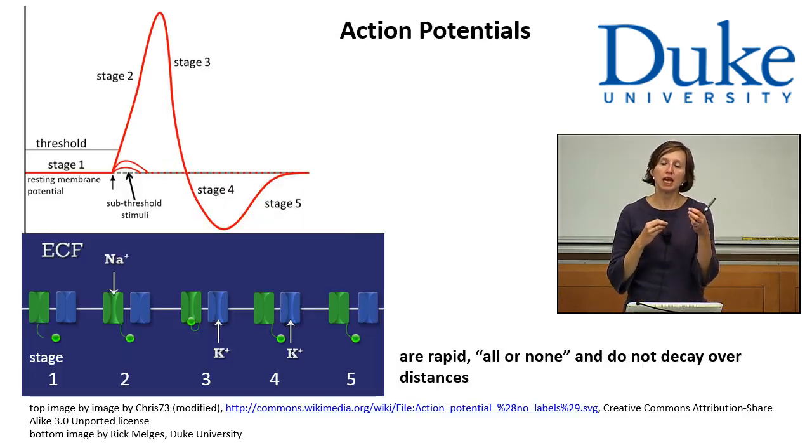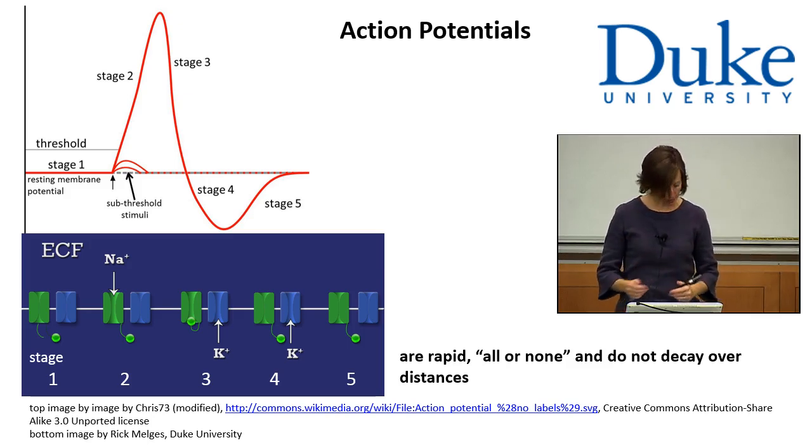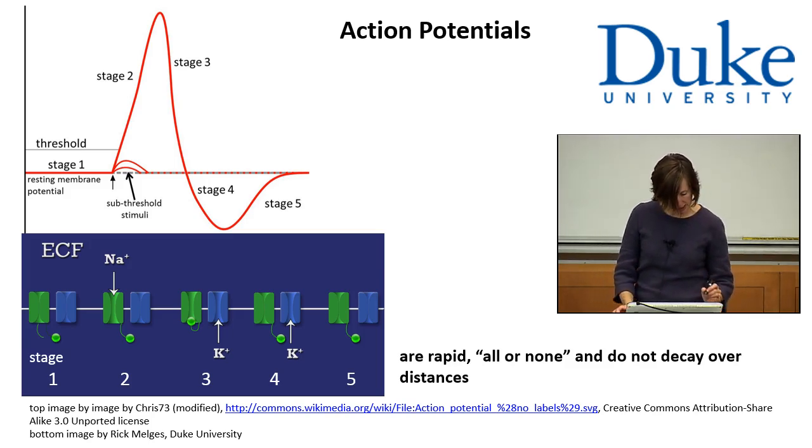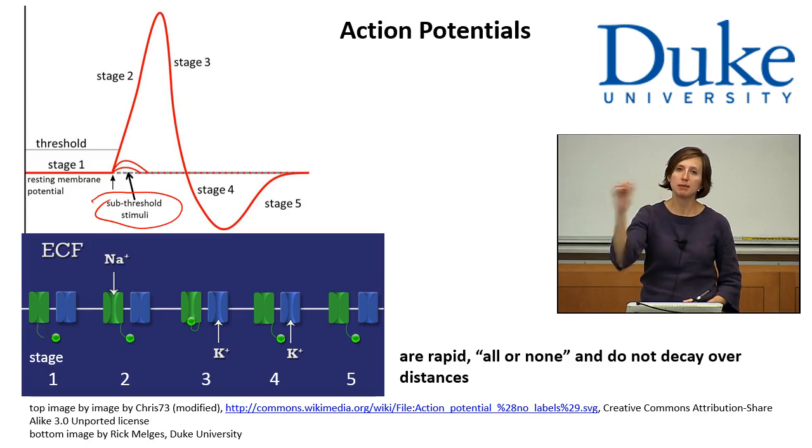So let's put together these properties of these channels and what that's going to mean for the membrane potential when an action potential occurs. So in our stage 1 here, we are at rest. And then you can see the next step is that we have some stimuli. And these stimuli are very often going to be graded potentials.